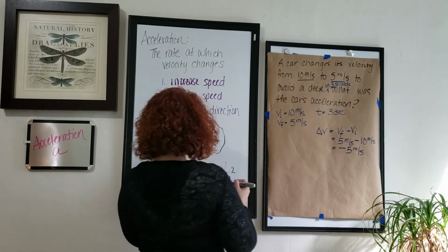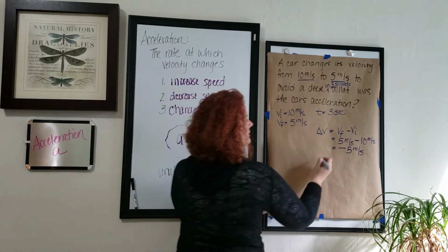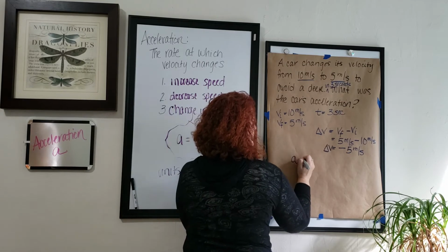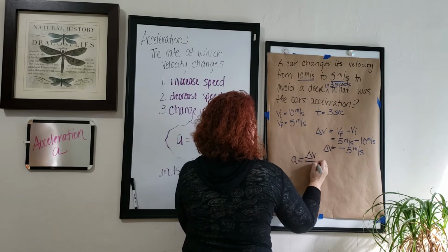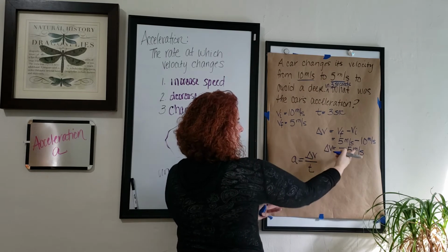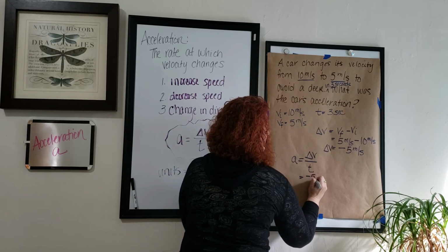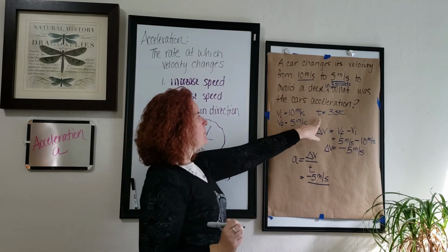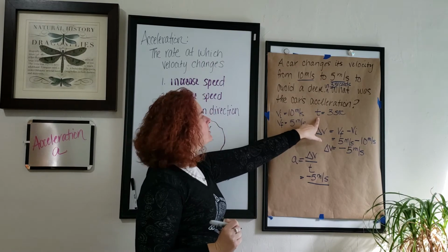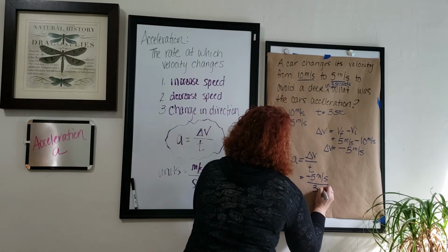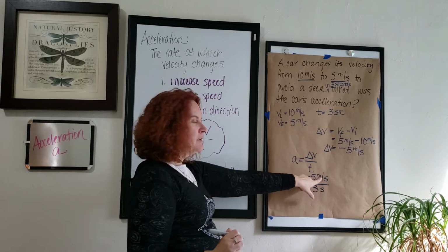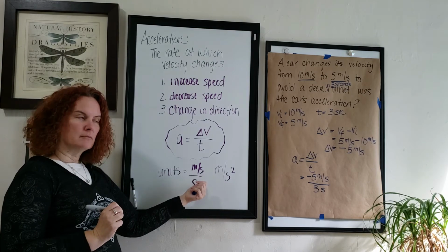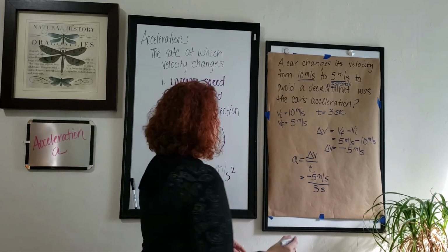So now we can go back and plug this in. So this is our delta v. We have acceleration. Delta v is our -5. Our t, we get back up here from our inventory, which is our 3. And this is again perfect. We have our meters per second over our seconds, which we knew we needed right here from our units. So we've got everything set up that we need.